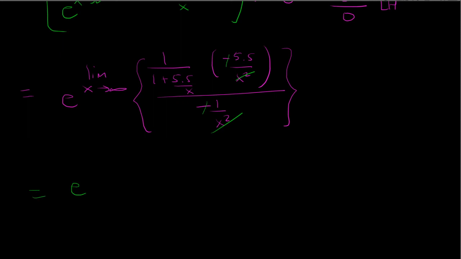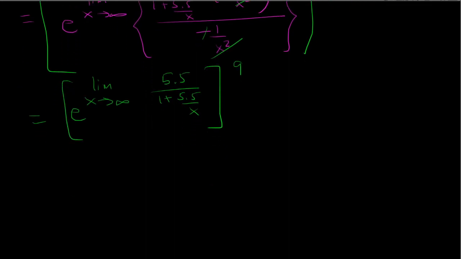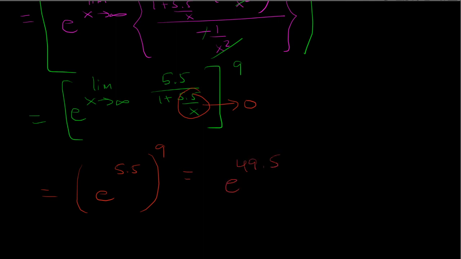So we have e to the limit as x approaches infinity of 5.5 over 1 plus 5.5 over x. And I did forget to write the 9th power here. All raised to the 9th power. So now I can solve this limit. 5.5 over x will go to 0. So I'm going to have e to the 5.5. Raise that to the 9th power will give me e to the 49.5. And that is my limit.